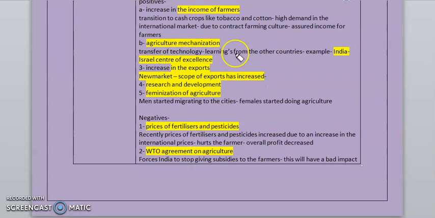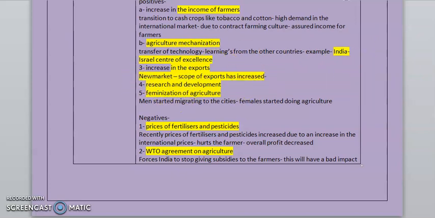Next one is increase in exports. New market scope of exports has increased. As you know, India's exports have increased by 17%, and India's target of agricultural exports has also been doubled to 60 billion. You can use this in your answer also.